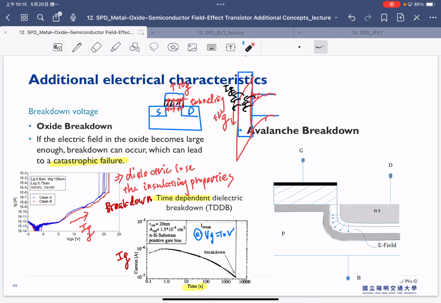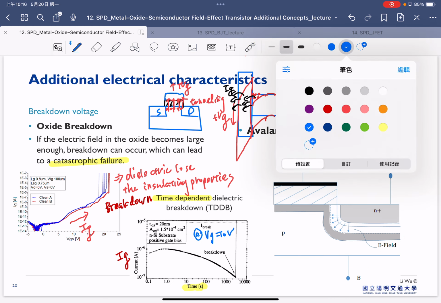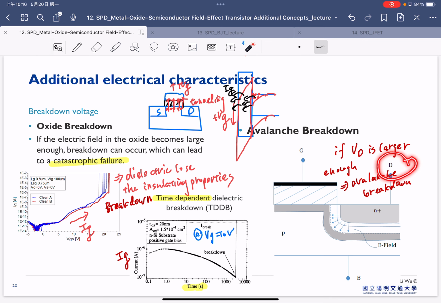Another issue is related to avalanche breakdown. If you look at this schematic of the MOSFET on the drain side here, if our drain voltage is large enough, we can start to foresee that avalanche breakdown can happen. And this is because once we apply a large VD, this is a reverse PN junction here.